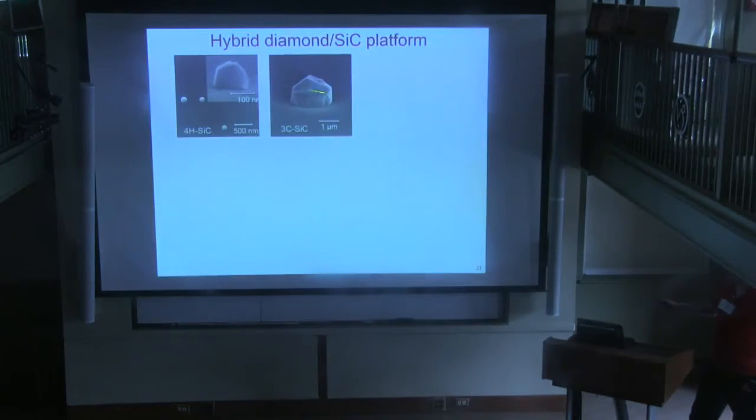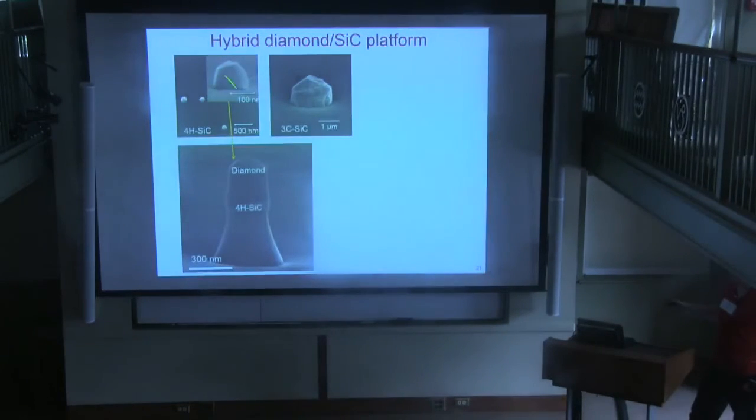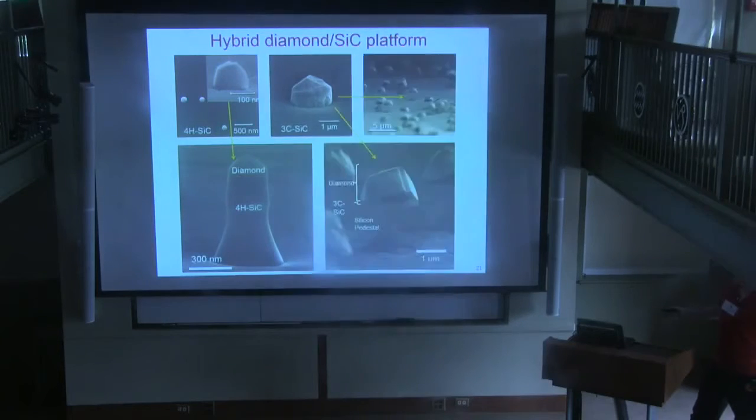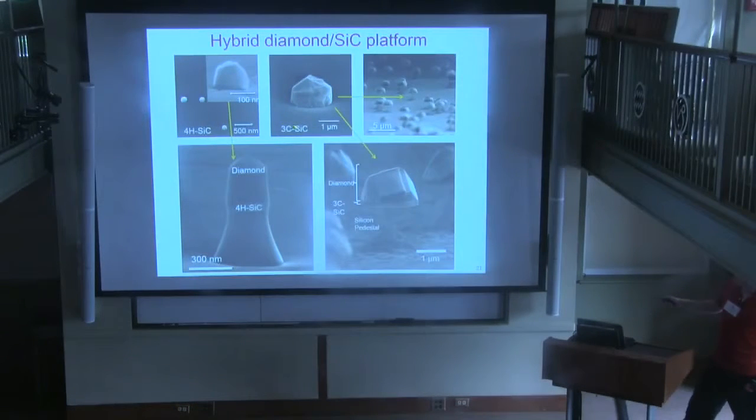And since diamond is a very hard material, we can use those nanodiamonds also as hard masks for etching. So for example, in 4H, which is the bulk polytype of silicon carbide, we can etch pillars with a diamond on top. And here on the 3C silicon carbide, where we can undercut, we managed to fabricate the things that we called nano mushrooms that have the nanodiamond on top and then consist of a microdisc in 3C silicon carbide on a silicon pedestal.